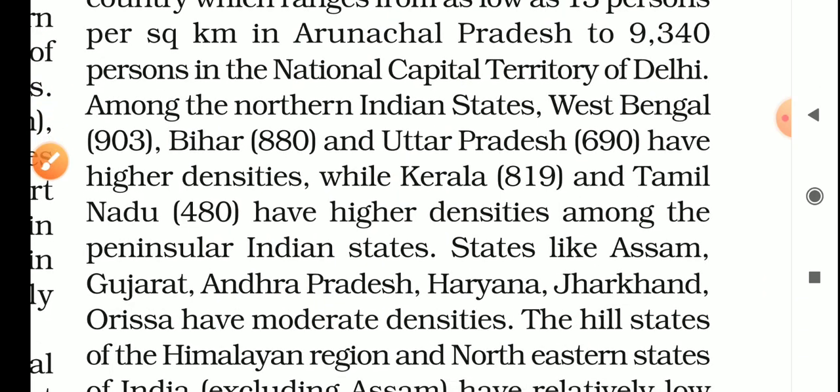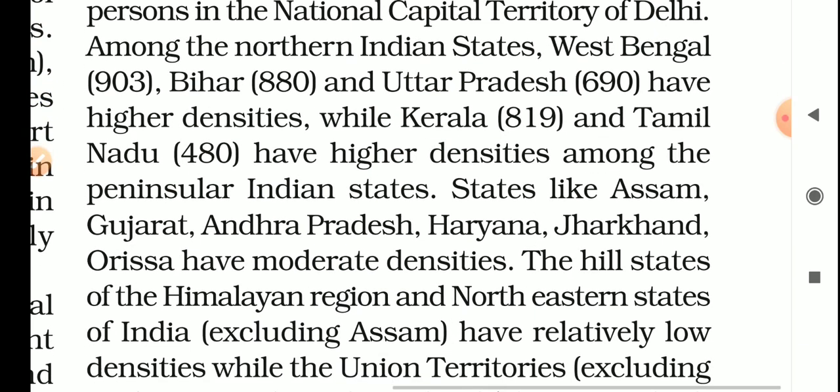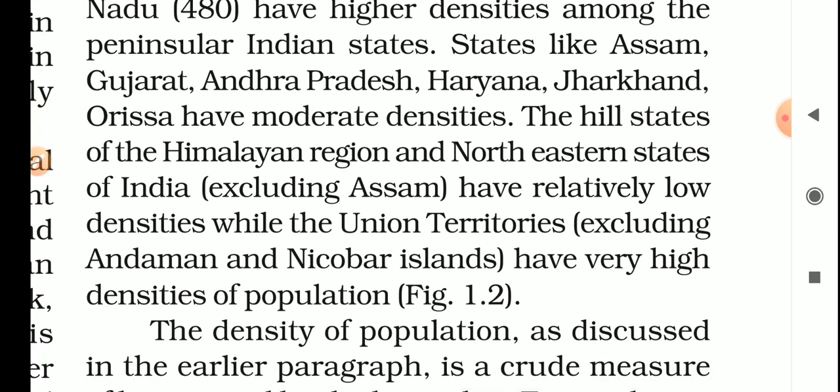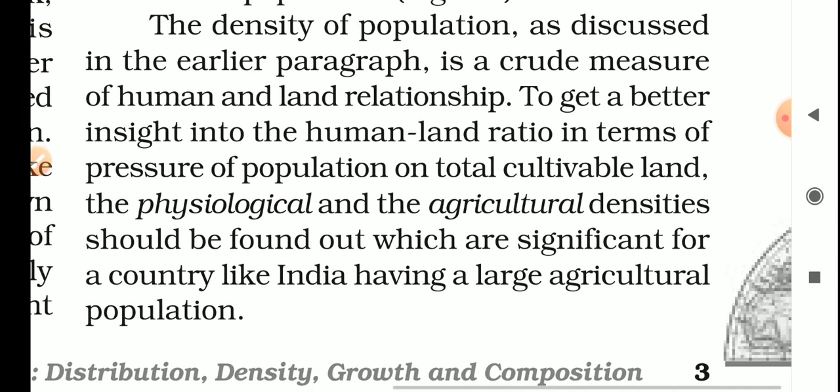As for the other states, Bihar, UP, Kerala and Tamil Nadu have high densities among peninsular states. States like Assam, Gujarat, Andhra Pradesh, Haryana, Jharkhand and Orissa have moderate densities. The hill states of the Himalayan regions and northeastern states excluding Assam have relatively low densities, while the Union territories excluding Andaman and Nicobar have high densities of population. The densities of population as discussed in the earlier paragraphs are a crude measure of the human and land relationship.